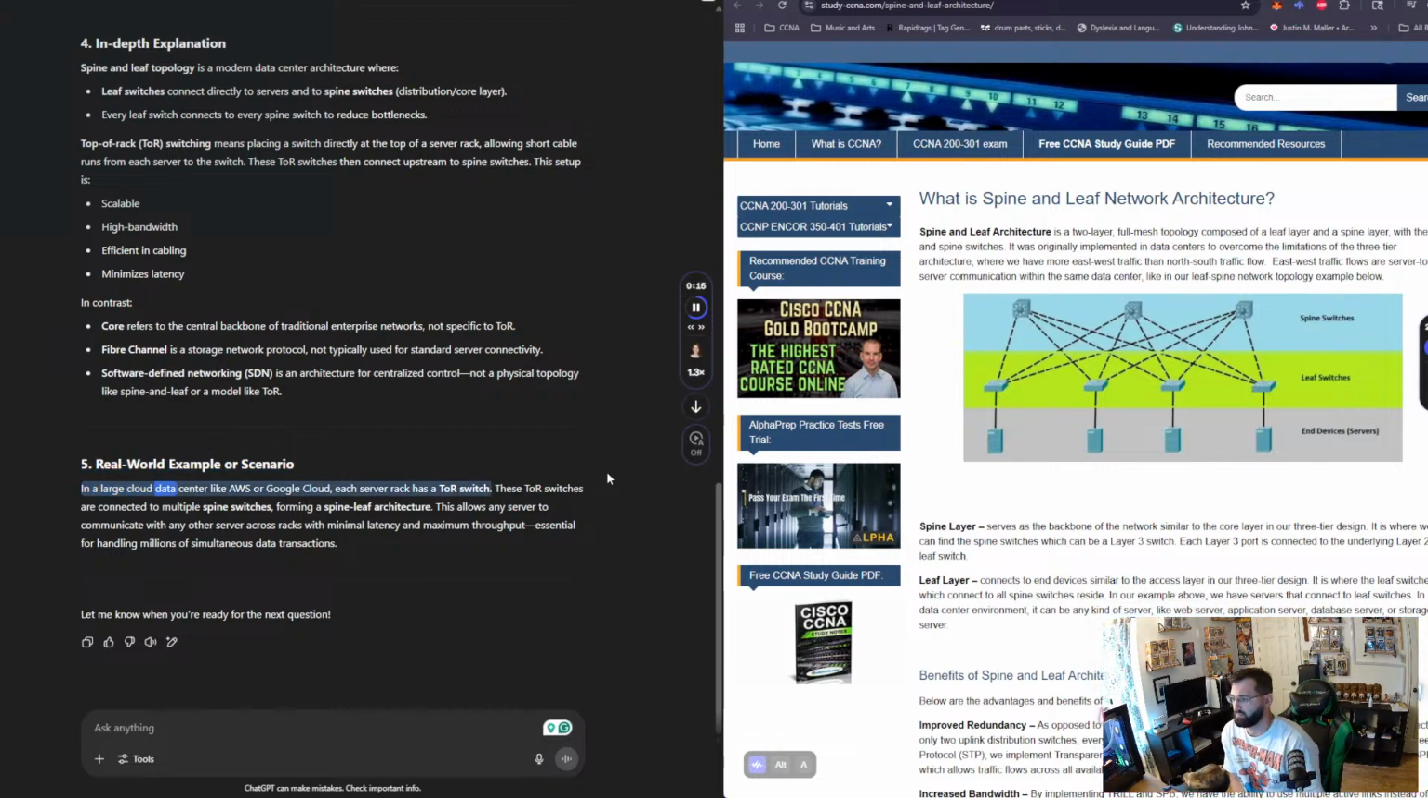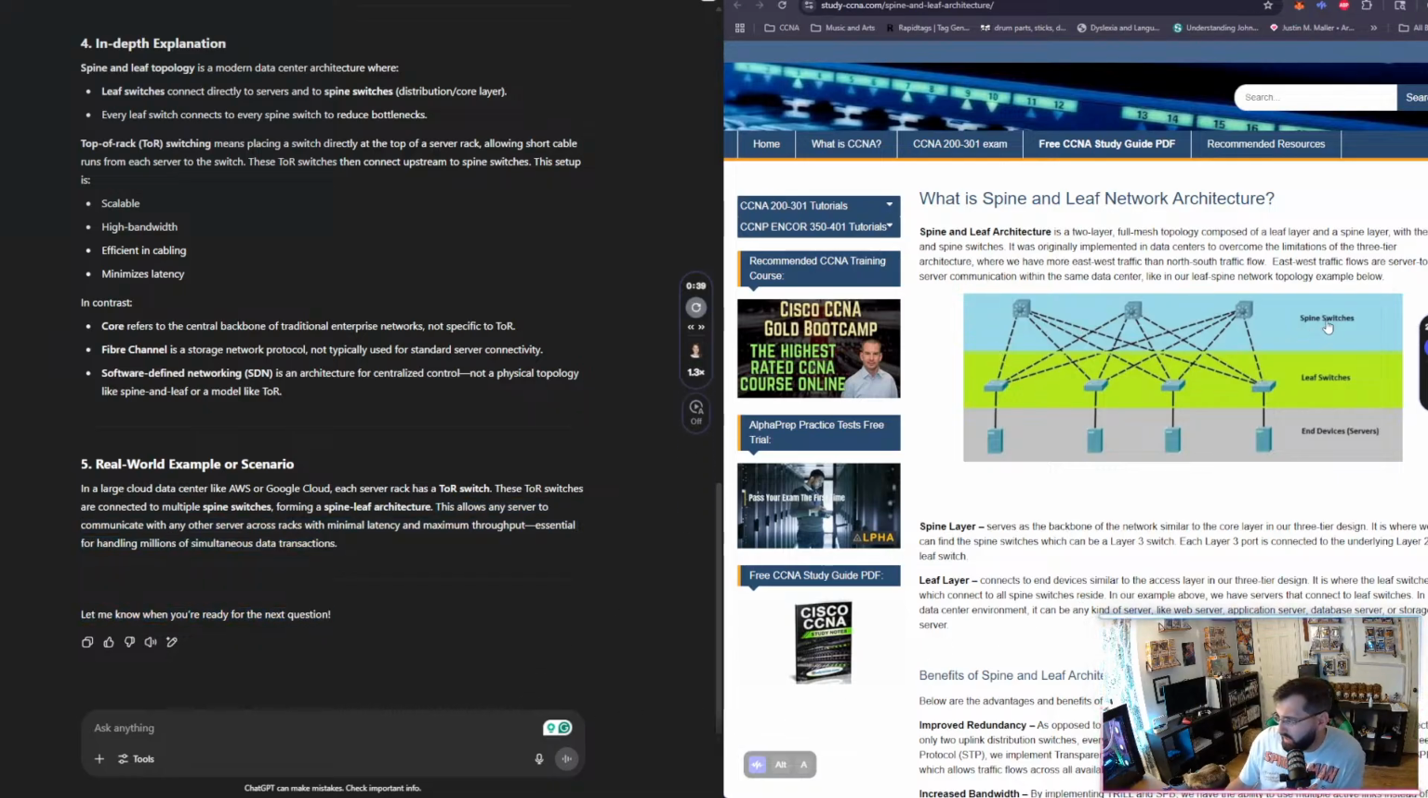5. Real-world example or scenario. In a large cloud data center like AWS or Google Cloud, each server rack has a ToR switch. These ToR switches are connected to multiple spine switches, forming a spine-leaf architecture. This allows any server to communicate with any other server across racks with minimal latency and maximum throughput, essential for handling millions of simultaneous data transactions. Let me know when you're ready for the next question.